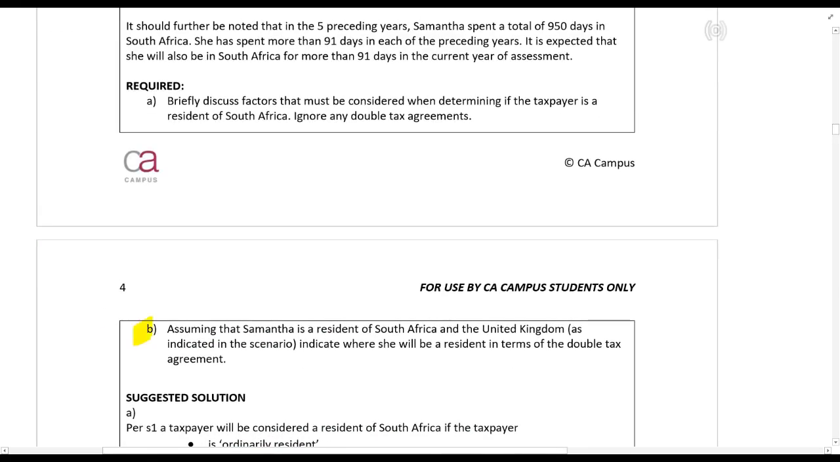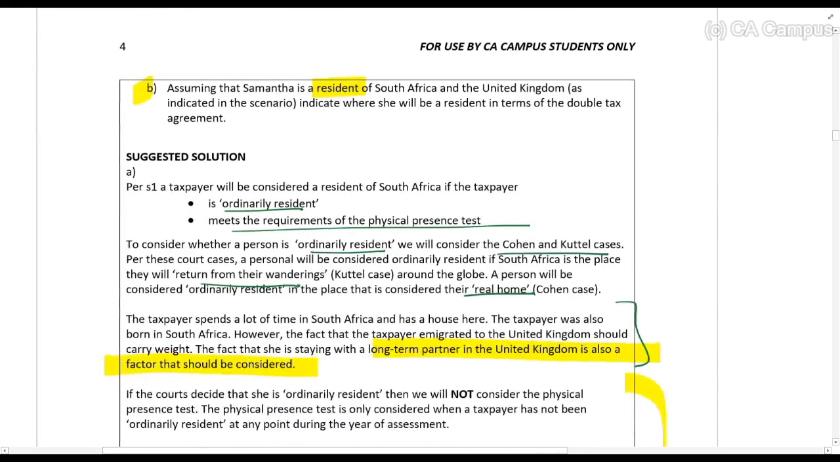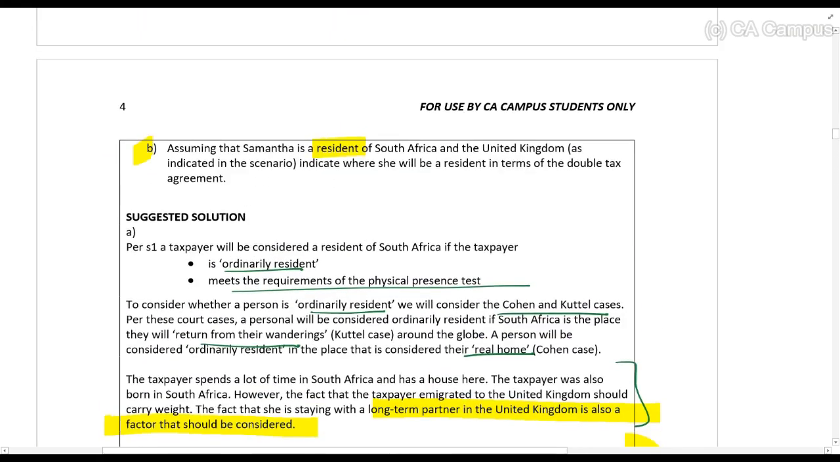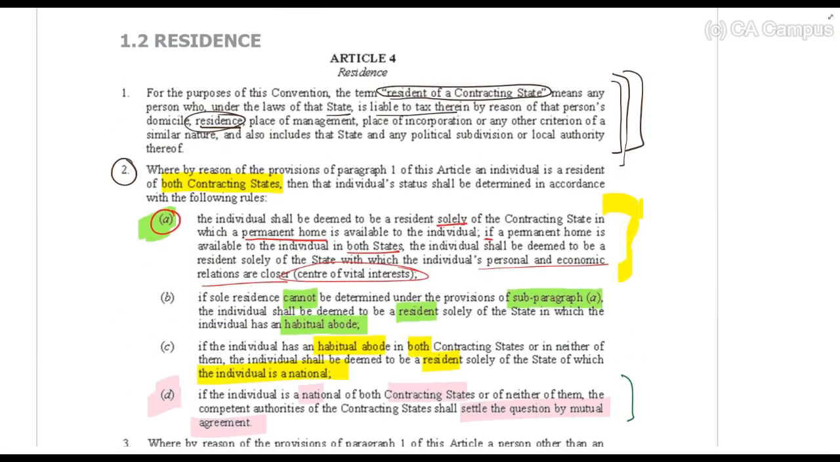Then B, assuming that she is a resident of South Africa and the United Kingdom, because remember the United Kingdom here said she is considered a resident there. So now we're saying she's in South Africa and in the United Kingdom. Where will she be a resident in terms of the double tax agreement? So let's go look here. First up, A says the place that she will be a resident is where she should be a resident. But now it's the UK plus South Africa, so this doesn't apply.